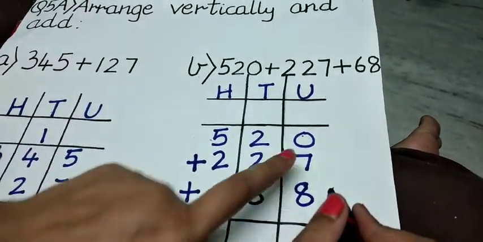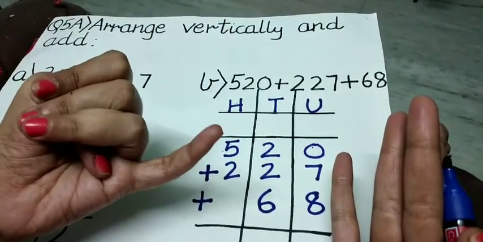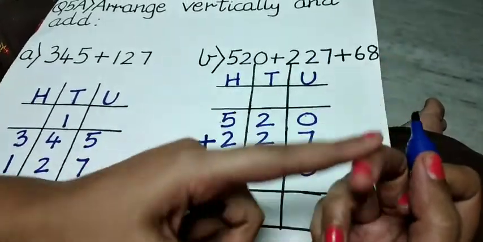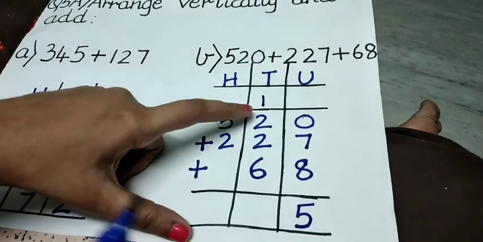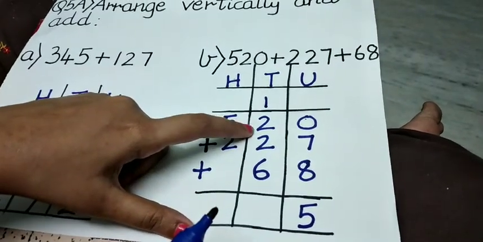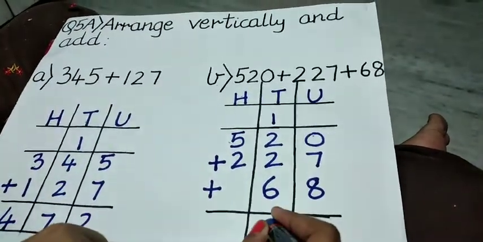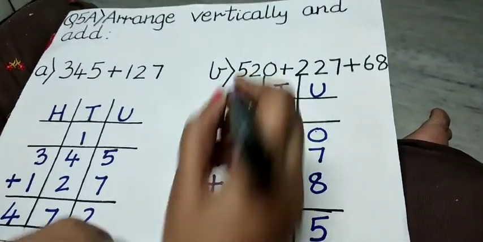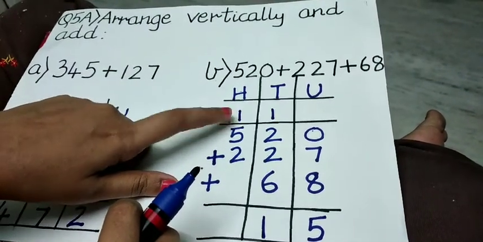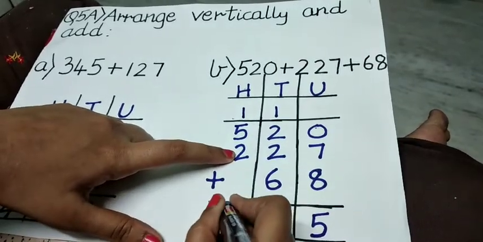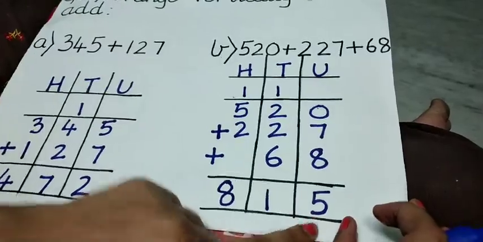Now you add, boys. 7 in your mind, 8 on your fingers: 8, 9, 10, 11, 12, 13, 14, 15. 1 carry over in tens place. 1 plus 2 is 3, 3 plus 2 is 5. 5 in your mind and 6 on your fingers, you get 11. 1 again carry over in hundreds place. 5 plus 1 is 6 and 6 plus 2 is 8. The answer is 815.